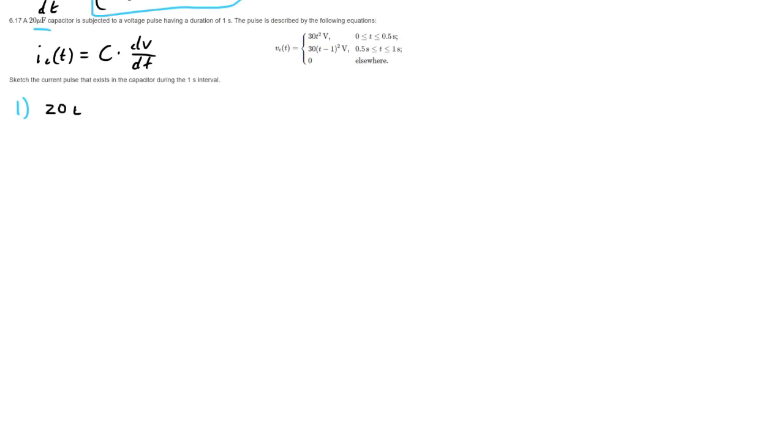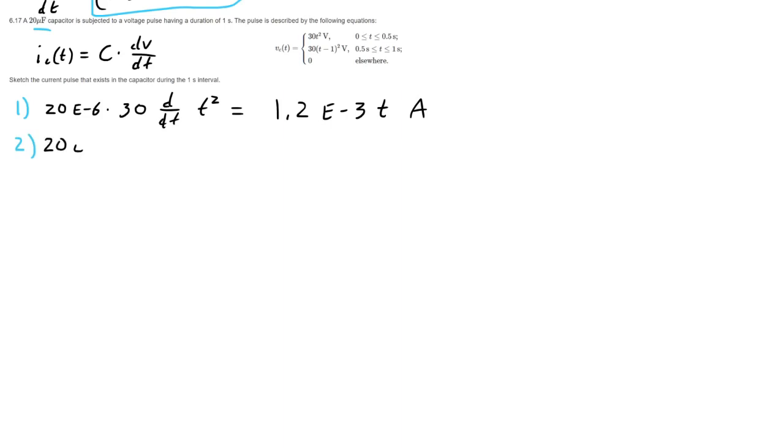So we're going to have 20 microfarad times 30 times d/dt of t squared. Remember the power rule for differentiation. It's going to be 2t times 30 times 20 microfarads. So that's 20 times 30 times 2, all divided by 1 million, which looks like 1.2 × 10^-3 t amperes. And we're going to do the same thing for case 2.